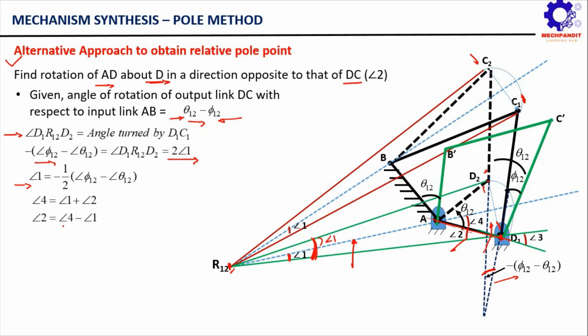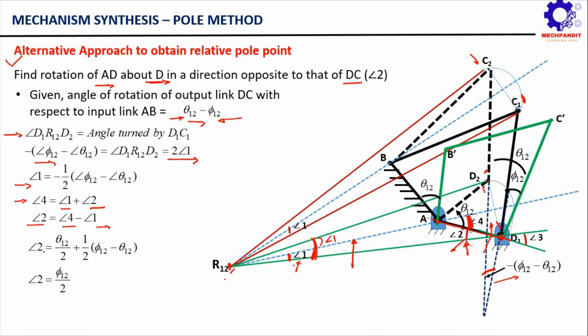Now in the next step, we will mark this angle as angle 4. This angle 4 which you are seeing here is an exterior angle to angle 1 and angle 2. So you have to simply observe this triangle A R12 D1. This angle 4 is an exterior angle to these two angles, angle 1 and angle 2. So we can write down angle 4 is equal to angle 1 plus angle 2. Finally, angle 2 is equal to angle 4 minus angle 1.